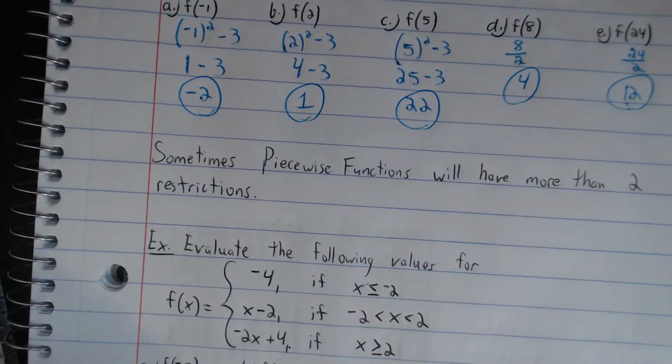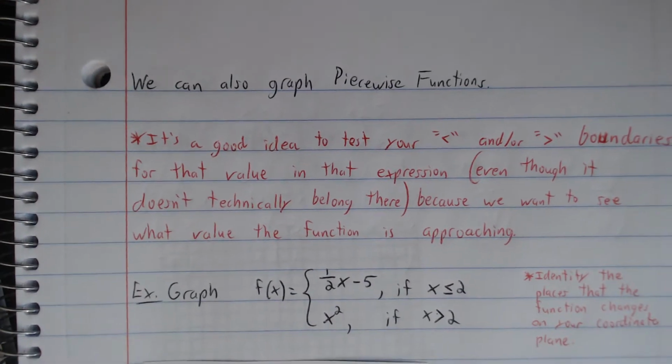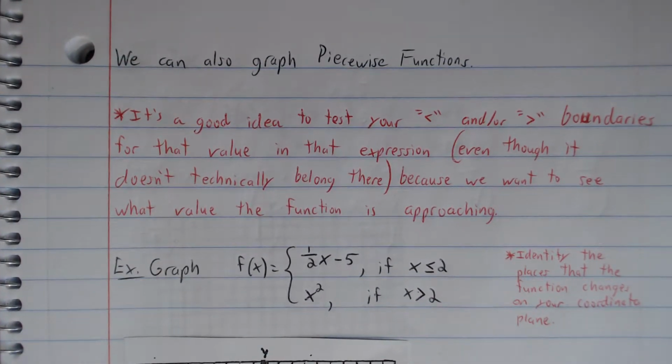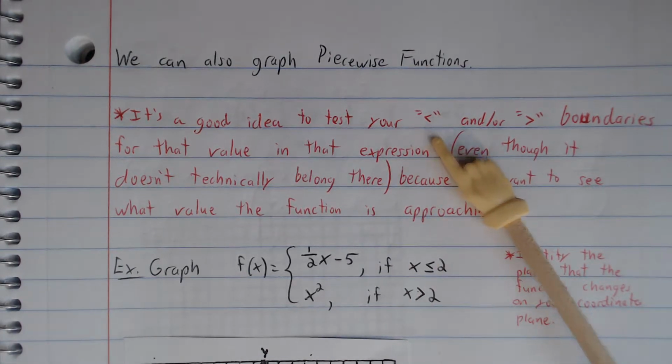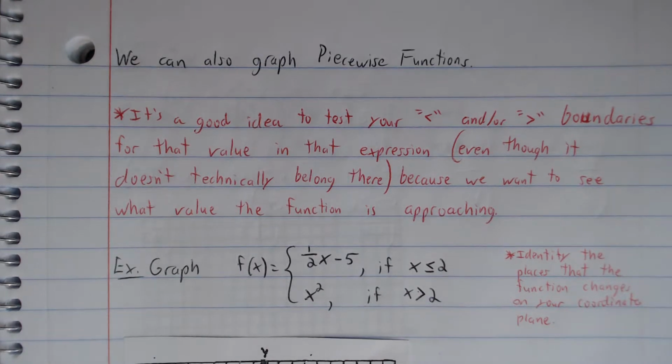Alright, that's not it for piecewise functions though. We can also graph piecewise functions. Okay, I have a little bit of a note in red here for you. My suggestion is that you might want to figure out where your boundaries are, right? If you see strictly less than or strictly greater than, we want to figure out what value we would be approaching so that we know where we want to draw our graph to.